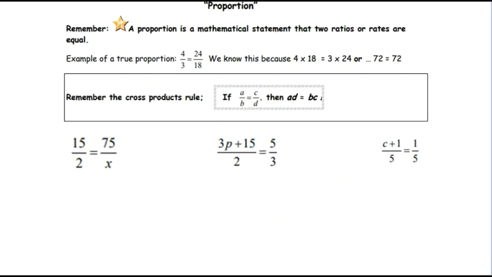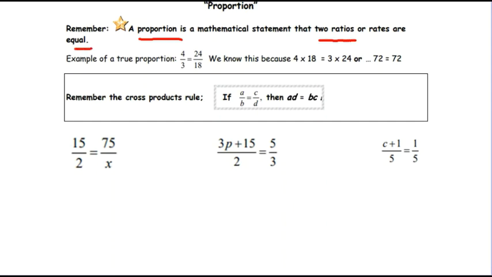In this video we're going to be talking about proportions, and we're going to solve these three following problems using the cross products. If you remember, in the previous video we talked about the definition of ratio, which is a comparison between two numbers, two quantities through division. So basically we're going to benefit from the definition of ratio for proportions, because a proportion is a mathematical statement that two ratios are equal to each other.